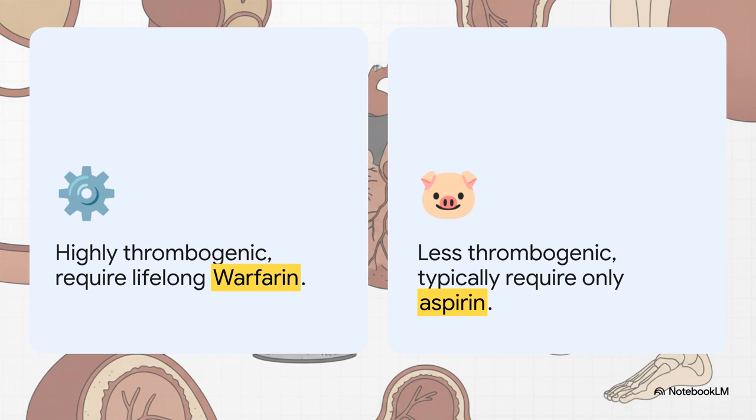Mechanical valves are highly thrombogenic. They absolutely require lifelong anticoagulation with warfarin to keep clots from forming. Bioprosthetic valves, on the other hand, are way less thrombogenic. For those, you usually only need antiplatelet therapy with aspirin.